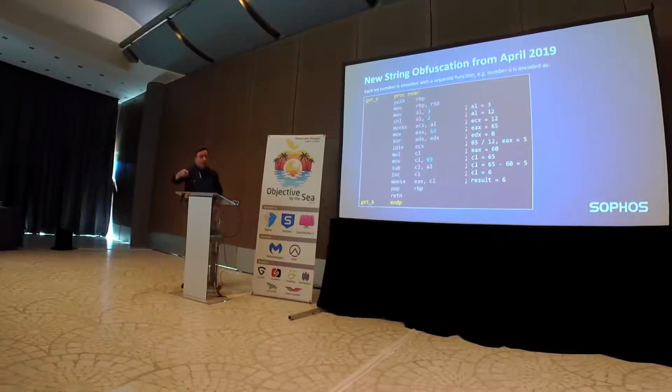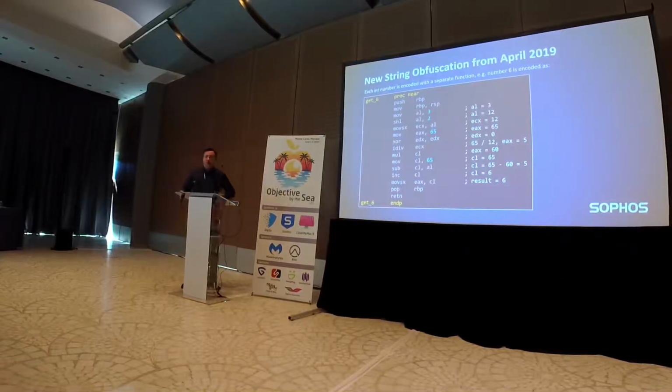If you look at it, let's say move AL, 3. So AL gets 3. SHL AL, 2. SHL shifts 2 bits left. Shifting by 1 bit multiplies by 2. Shifting by 2 bits multiplies by 4. 3 multiplied by 4 is 12.